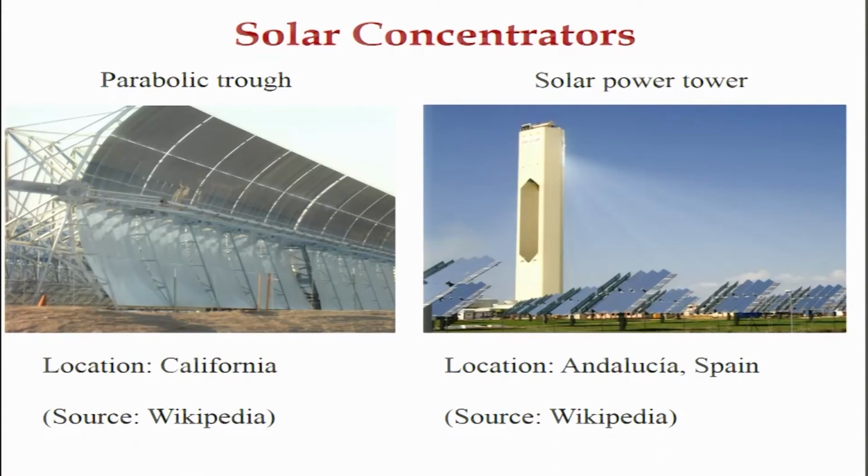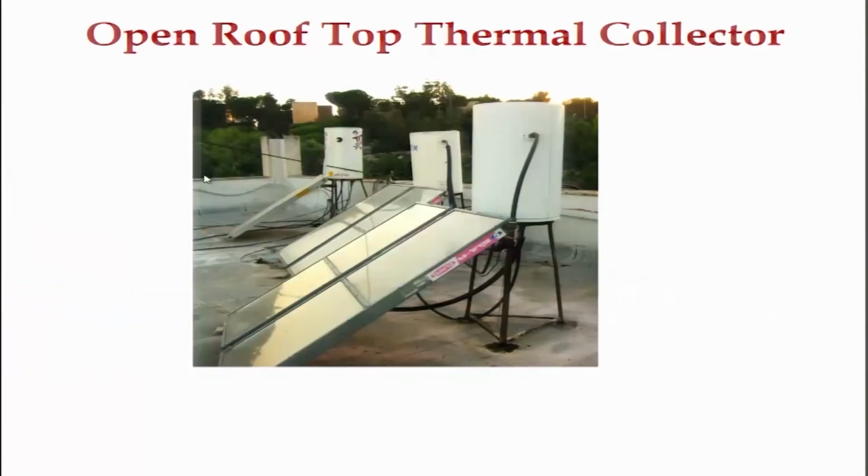And solar energy can also be used in the form of solar concentrators. So essentially, in the previous case, the area of the collector is equal to the area of the receiver, okay, because it is a flat panel. So whatever surface is available, it is directly receiving the sunlight.